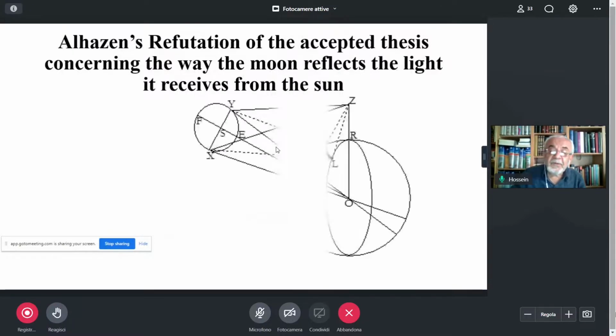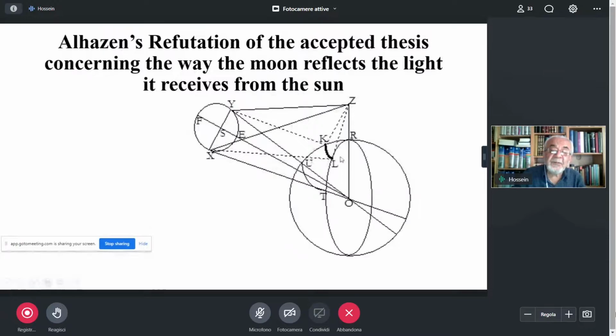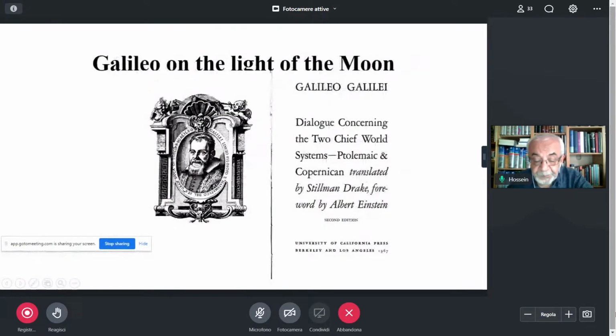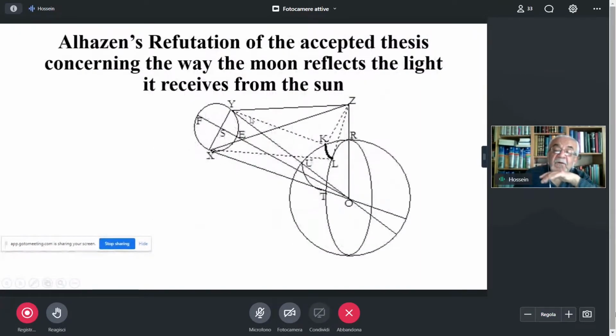This figure shows how Ibn al-Haytham demonstrates that light is not reflected off the surface of the moon. This circle here is the solar disk. This sphere here is the moon, and Z is the eye of the observer.